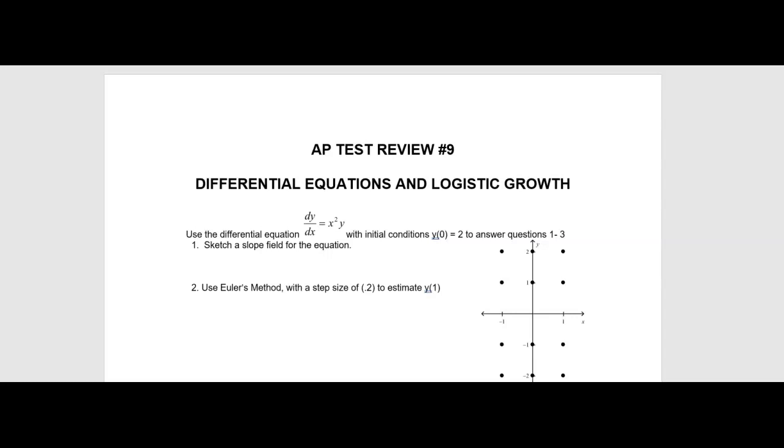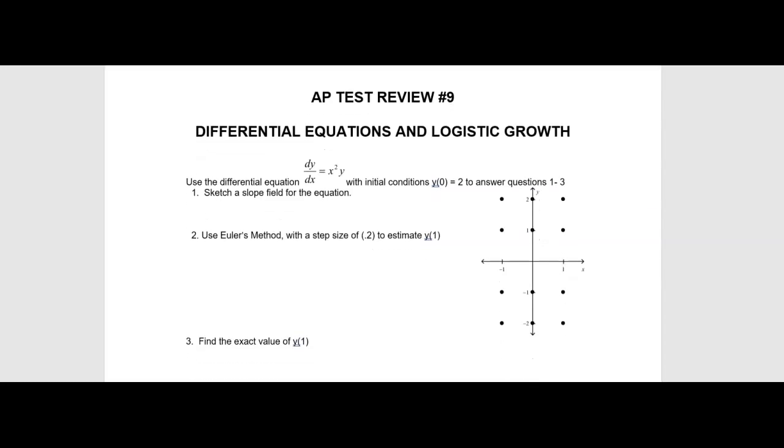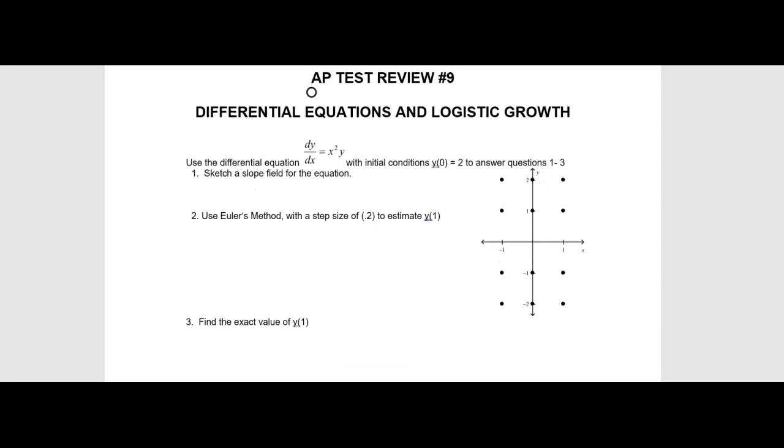So review number 8 is actually on, as you'll see on the top here, review number 9. Number 8 was the parametric vector information that is not on this year's test. So we skip that. We have number 9 to get done. You'll see at the top it deals with differential equations and logistic growth. That also gets into Euler's method and slope field. So that's going to be the main theme throughout this packet.